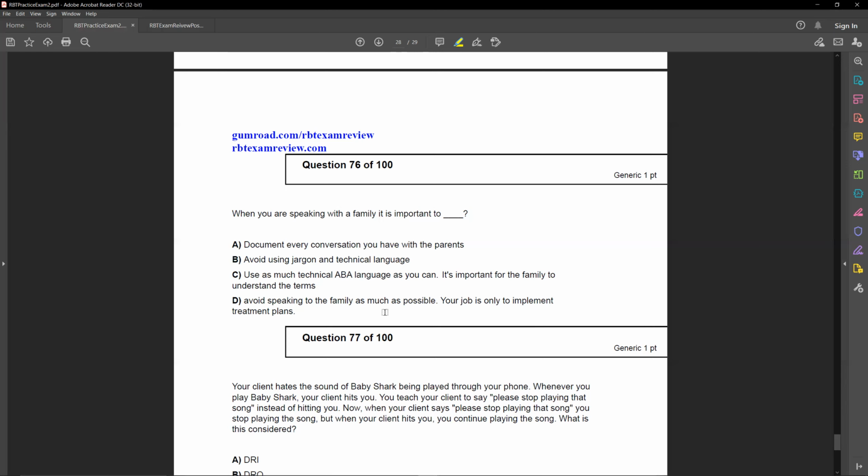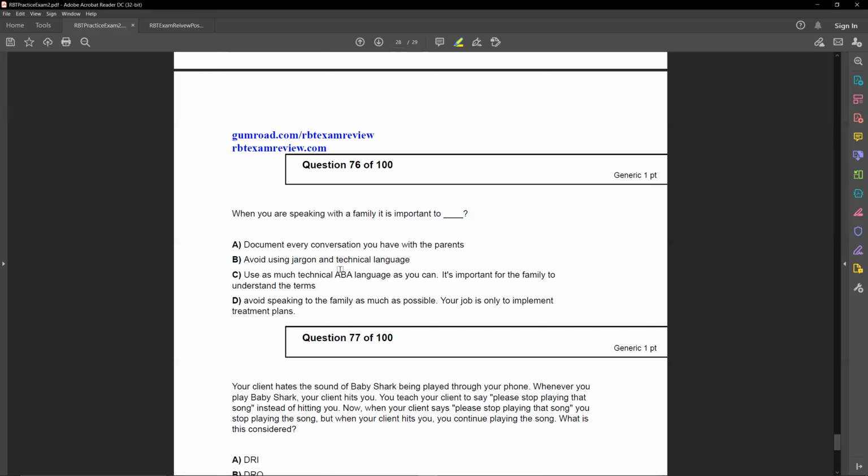Your job is to only implement treatment plans. Well, your job is to implement, right? But your job is also to build rapport with the family, maintain a good relationship with the family, and occasionally have opportunities to work with the family, right? Work with the client. So rapport is important. A relationship is important. You should be professional, right? You should be courteous, and you should be kind, right?